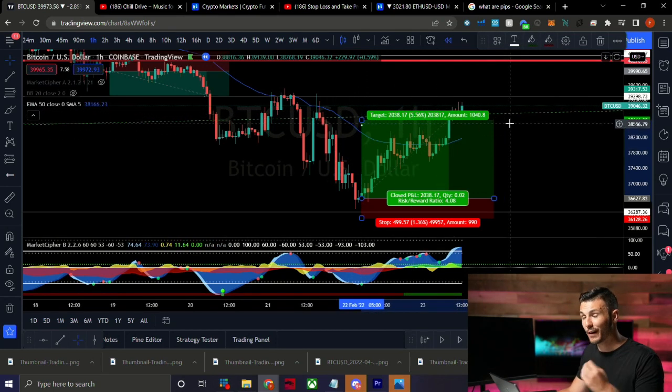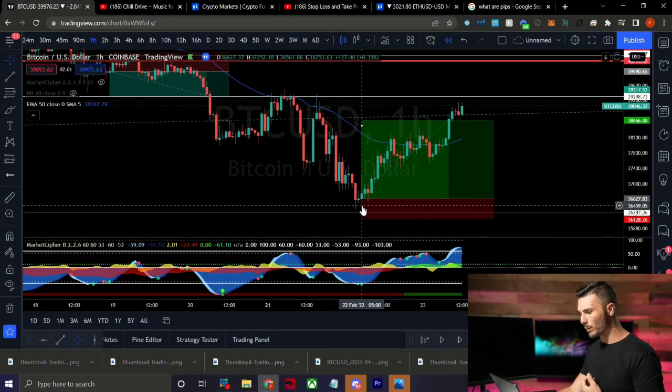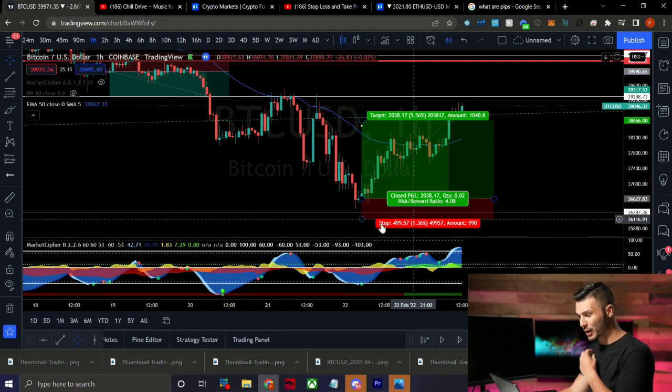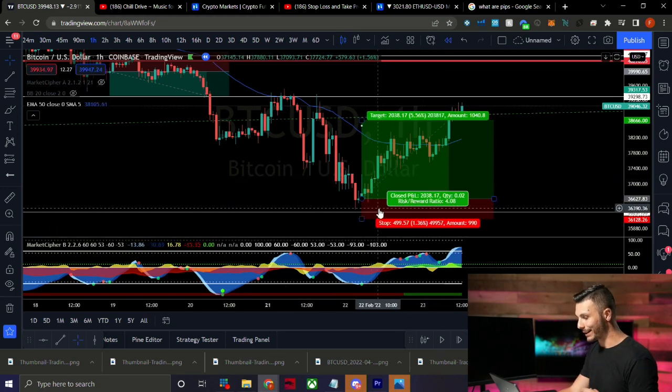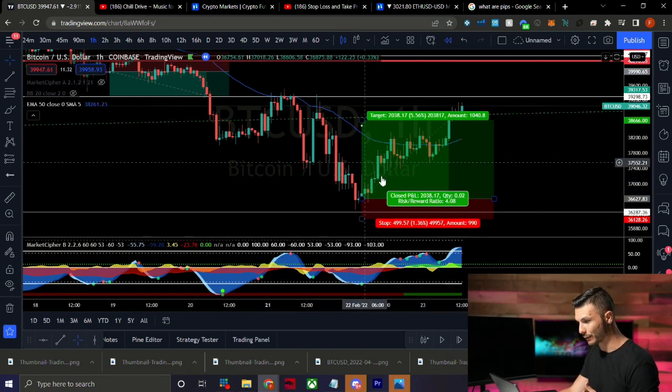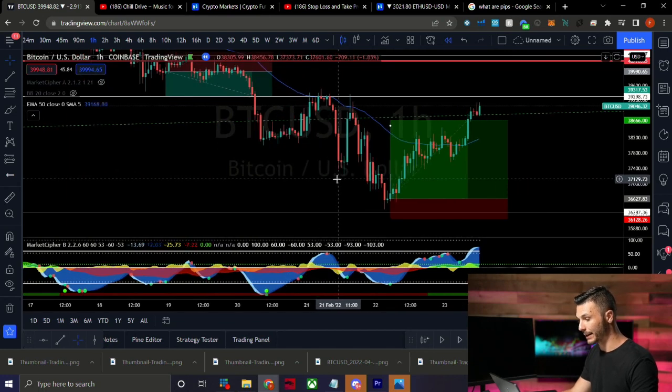We're already getting 5.5% profit, or 55% profit with 10x leverage. So that was good for me. And this one was a pretty good risk to reward ratio at 4.08, right? So very little risk for a decent reward. So that's something to take into consideration as well.